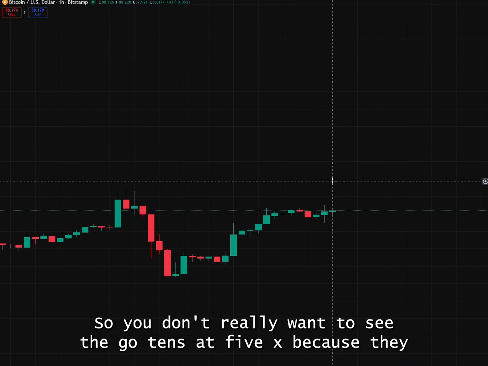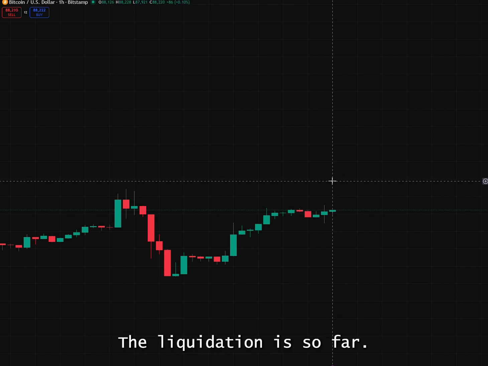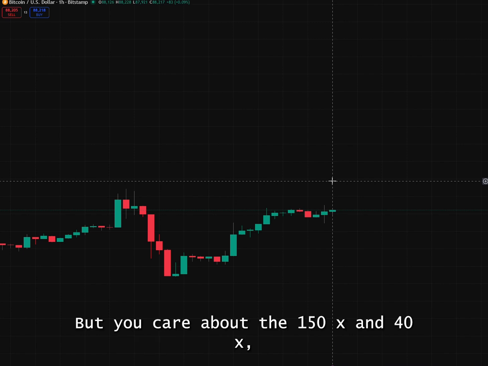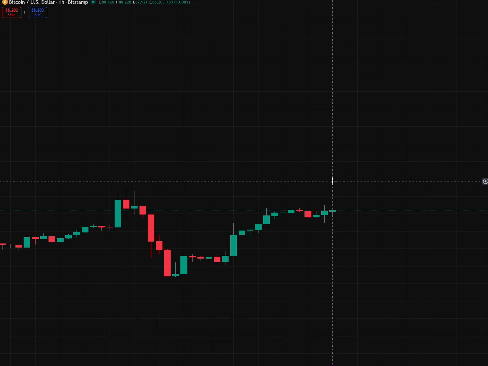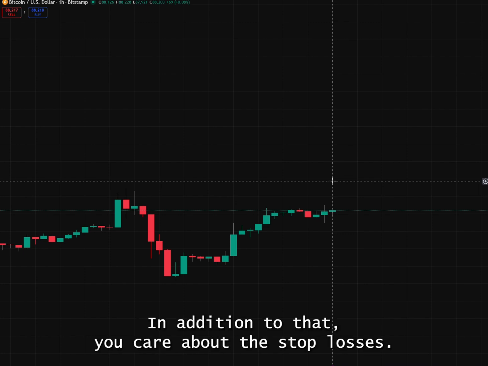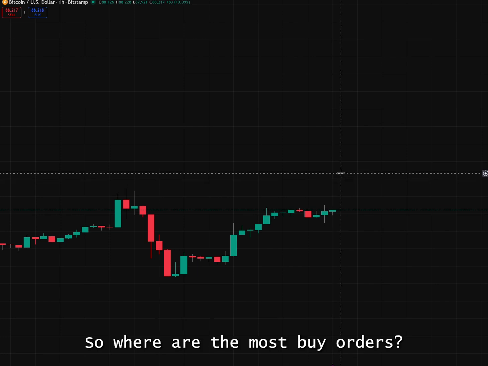So you don't really want to see the liquidations at 5x because they don't really matter. The liquidation is so far. But you care about the 100x and 50x and 40x long and short liquidations because they are very close. In addition to that, you care about the stop losses. So where are the most buy orders?